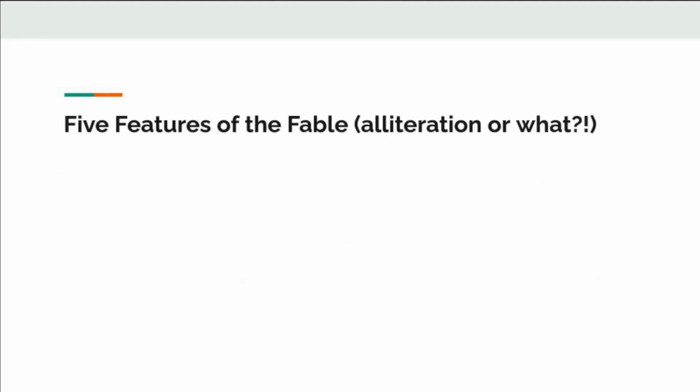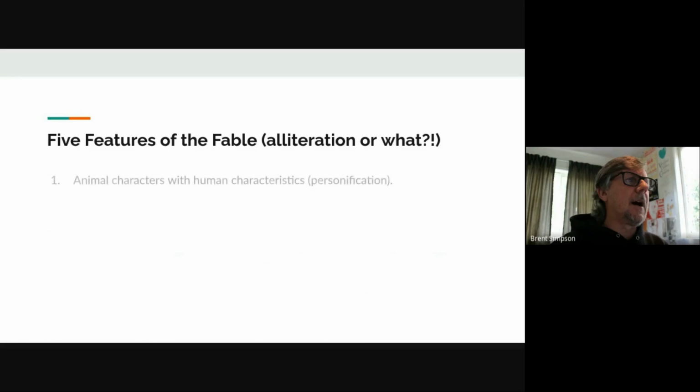So there's 5 features of the fable. Wow, is that like alliteration or what? So the first one is that they often have animal characters with human characteristics, and that's called personification. So it's an animal with a human characteristic. Often the characteristic is that they can talk.